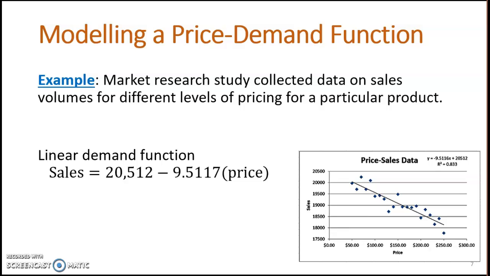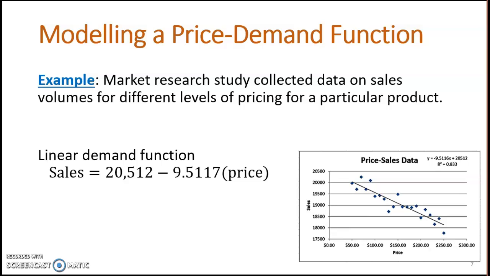Let's look at an example. A market research study has collected data on sales volumes for different levels of pricing for a particular product. Here we can see the graph. If you look just at the dotted lines, they show the relationship between price and sales, and they clearly appear to be linear. So a linear line was fit to the data.